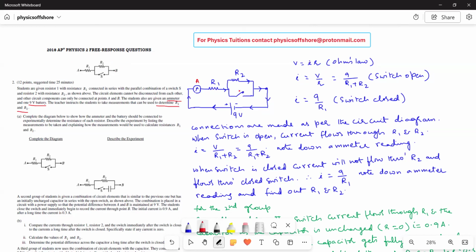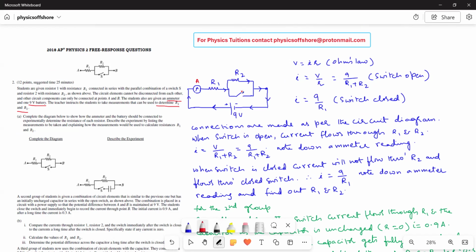When the switch is open, it is a series circuit. R1 and R2 are in series with each other. Therefore, the total current flowing through the circuit is voltage divided by resistance. The resistance is the total resistance because in series, both will add up. Therefore, I is equal to V by R is equal to 9 volts divided by R1 plus R2, when the switch is open, remember.